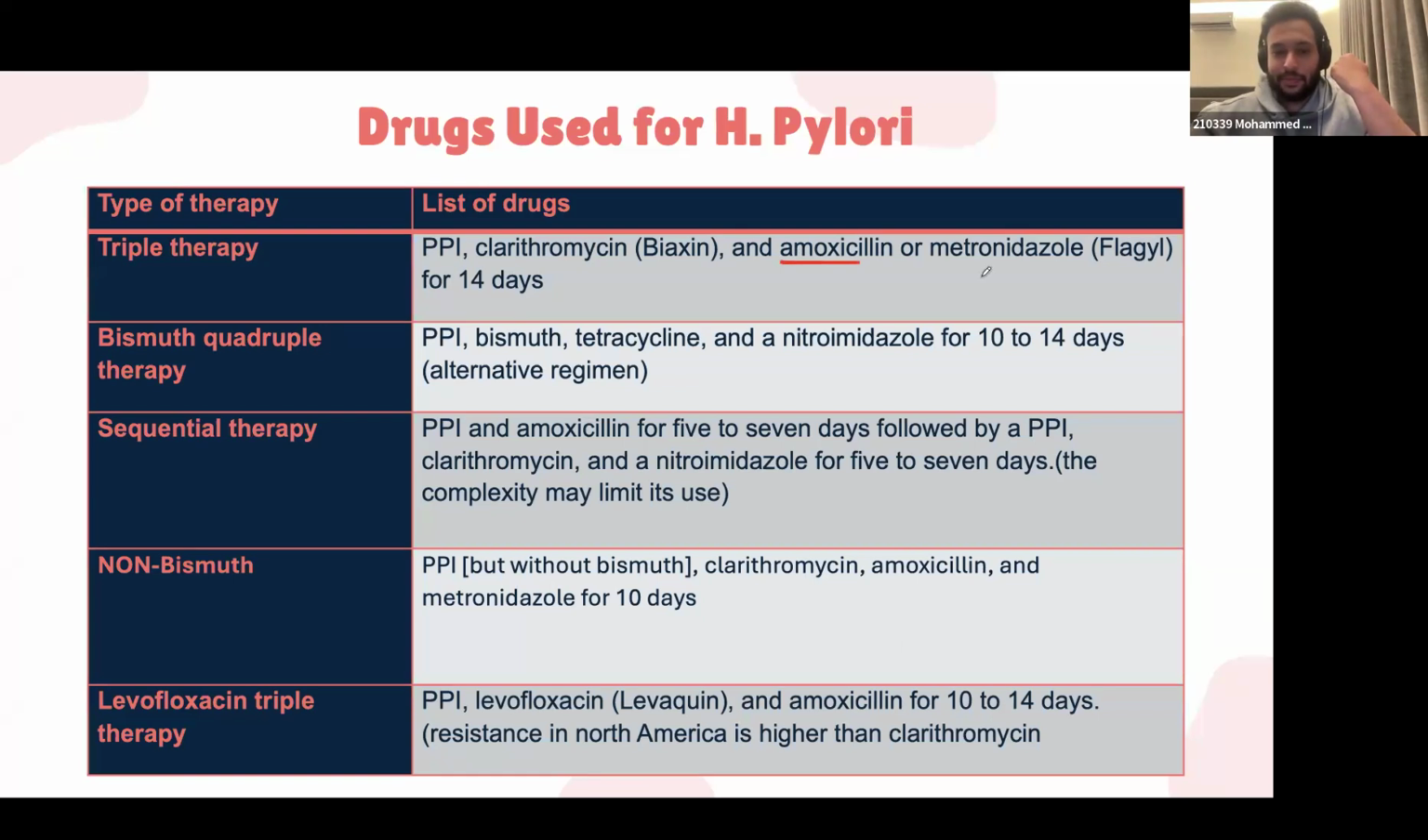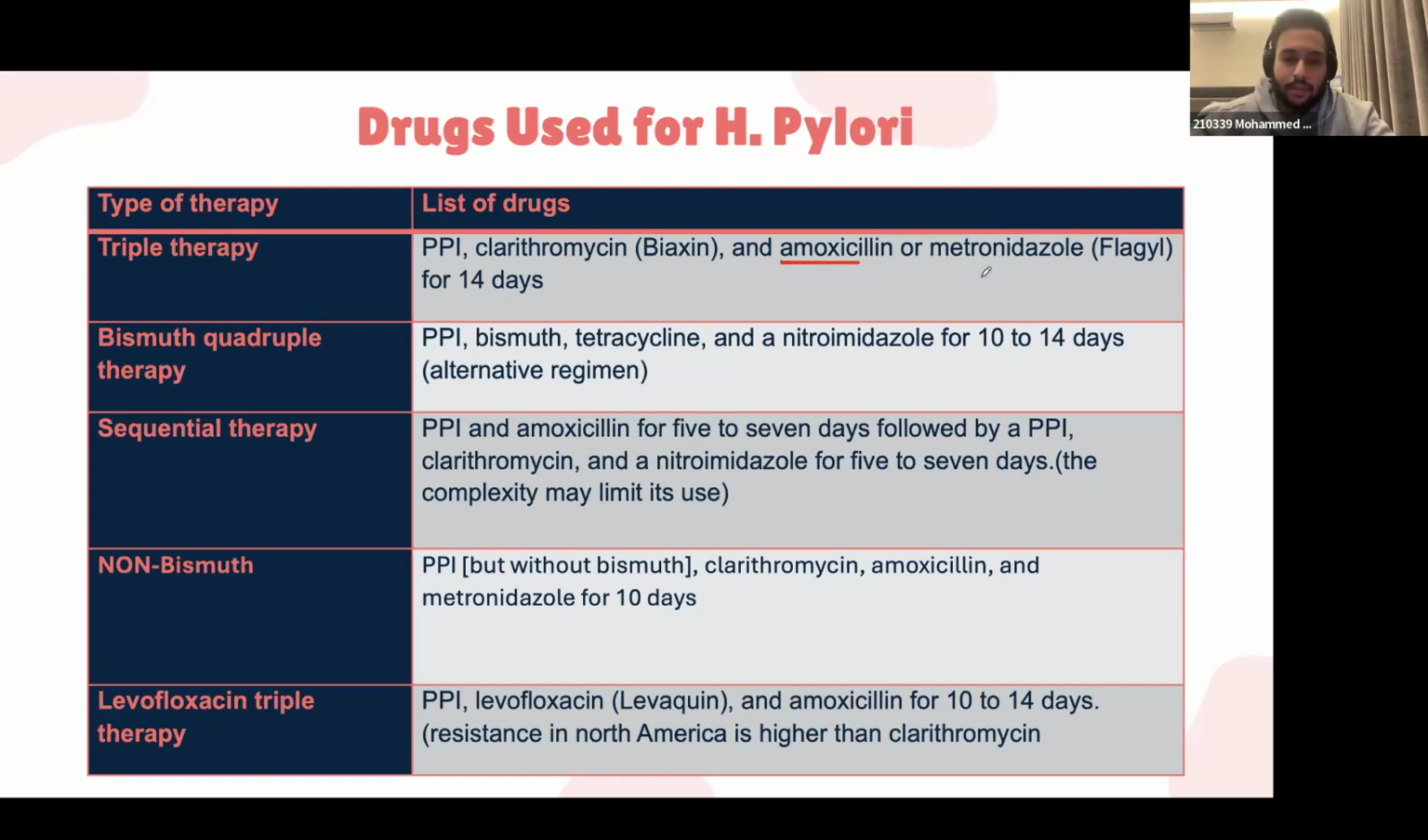Now, which of these drugs have the highest resistance rate? Clarithromycin, excellent. So typically, we give the triple therapy in populations that have clarithromycin resistance less than 14%. Above it, you kind of avoid. So what do you give if it's above 14%? What regimen? If there's high clarithromycin resistance.